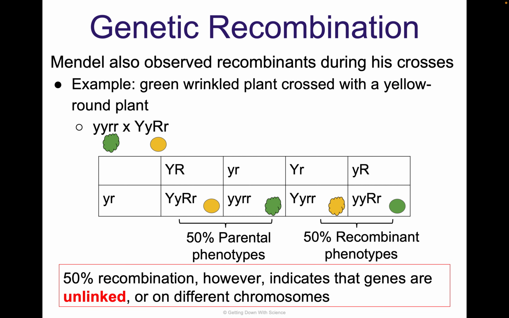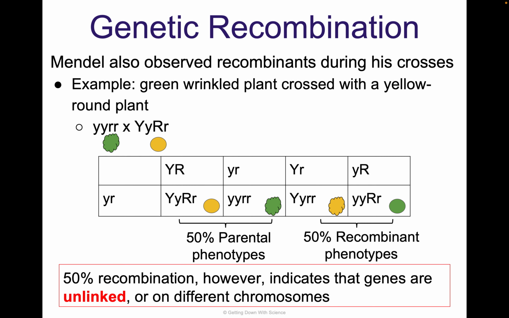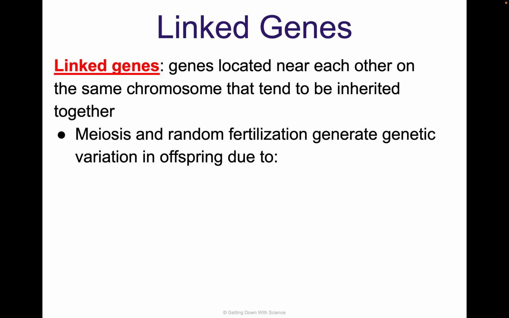50% recombination, however, indicates that genes are unlinked or on different chromosomes. Linked genes are located near each other or on the same chromosome, and they tend to be inherited together. So this 50% recombination says that they are unlinked. These two genes are unlinked. We can have a yellow wrinkled pea seed. But linked genes are inherited together.